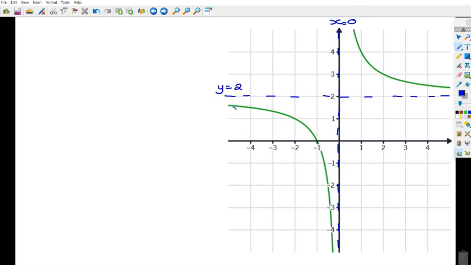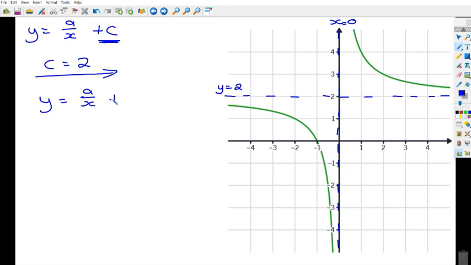To find the equation of any function, we always start with the general equation: y is equal to a over x plus c. And my c value is always my horizontal asymptote. In this case it's 2, so my c value is going to be 2. There we go, found it. Let's substitute back in: a over x plus 2. To find my a value, I always need to substitute in for x and y. Where am I going to get x and y from? From my graph. Is there any point here that I can see clearly? There's a point, right there.